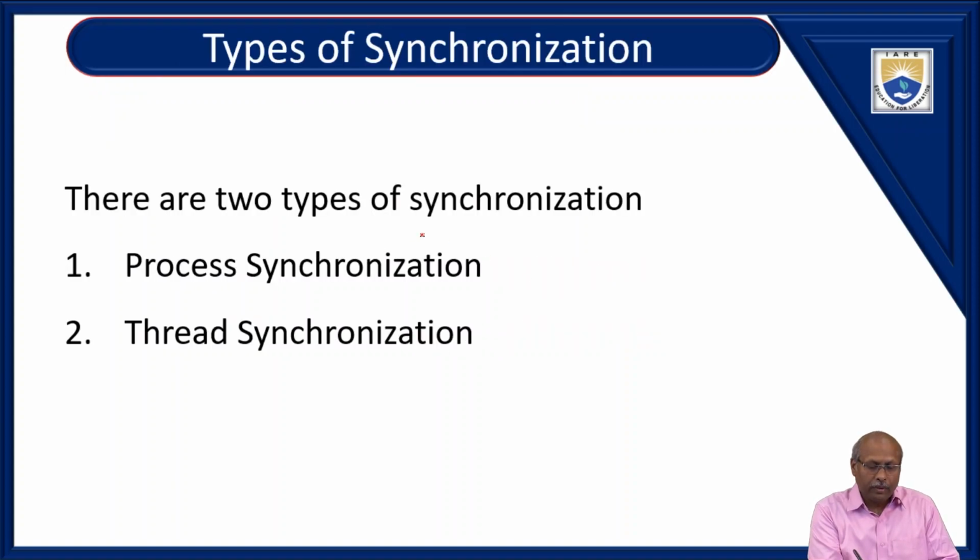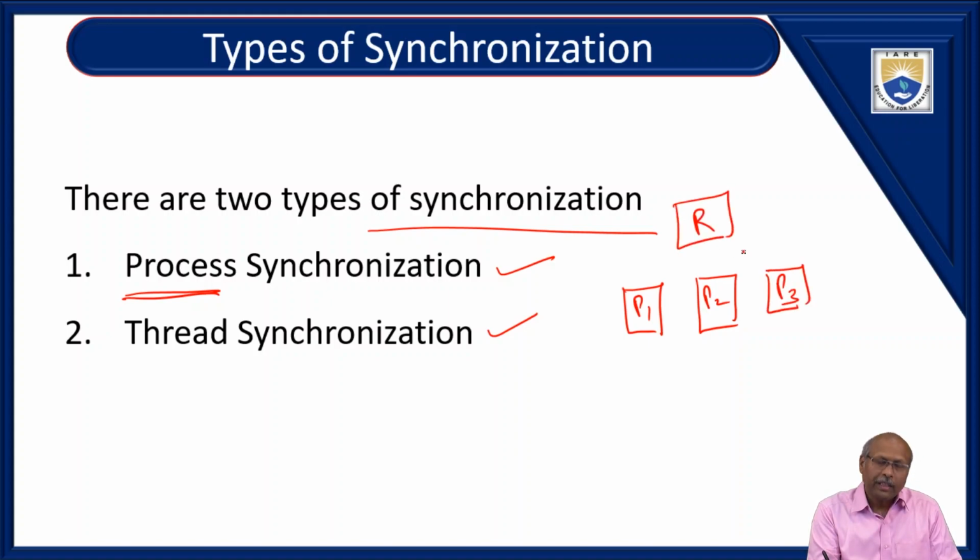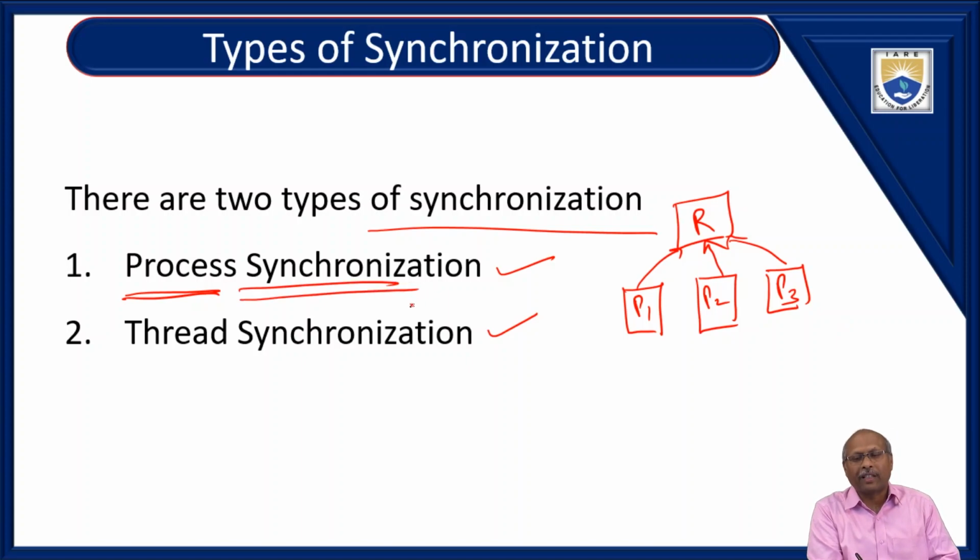There are two types of synchronization: one is process synchronization, second is thread synchronization. Generally, process synchronization is used in a multi-processing environment. Assume process P1, process P2, process P3 are all running, and there is a common resource. That resource may be utilized by P1, P2, or P3. So whenever there is a common resource and multiple processes want to utilize the same resource, then you need synchronization. That type of synchronization is called process synchronization.